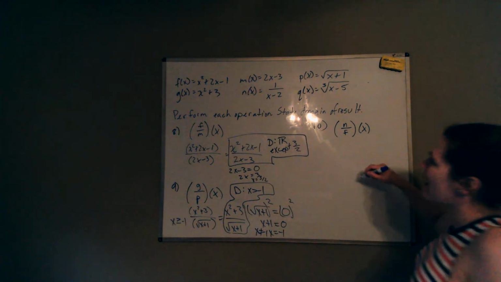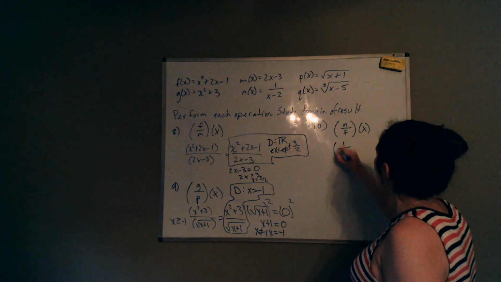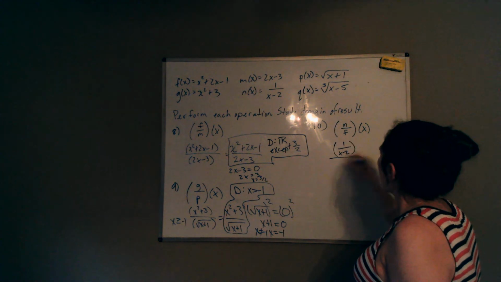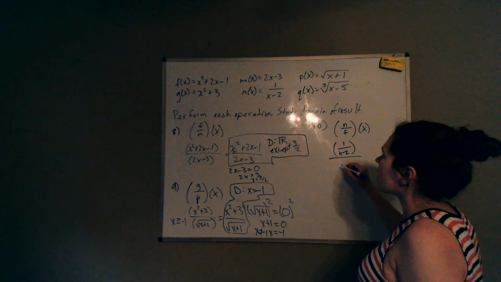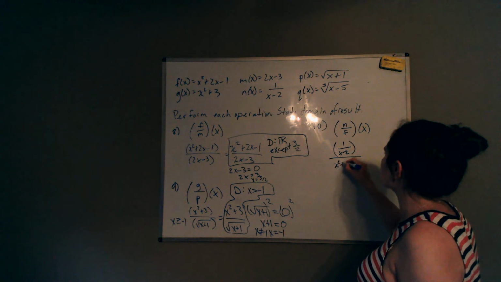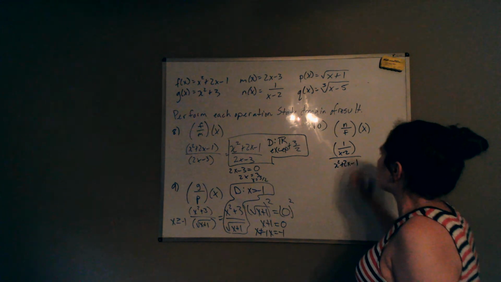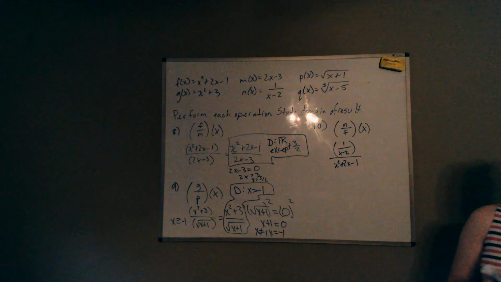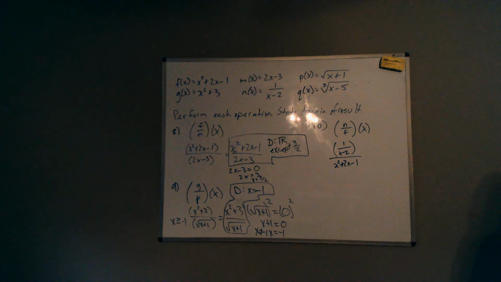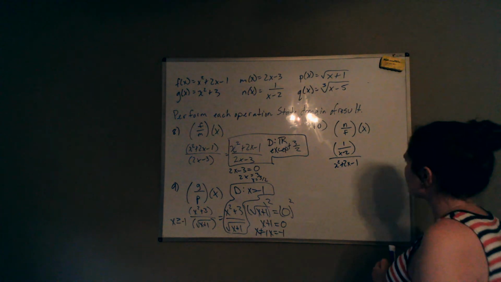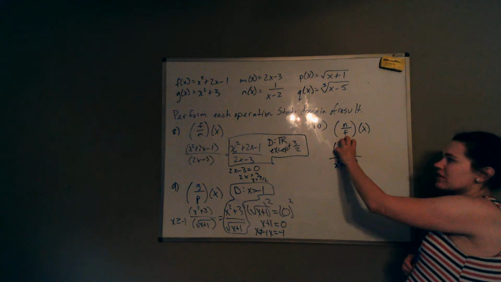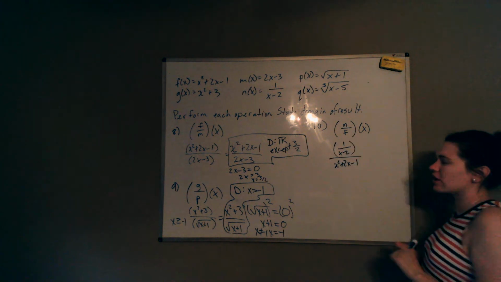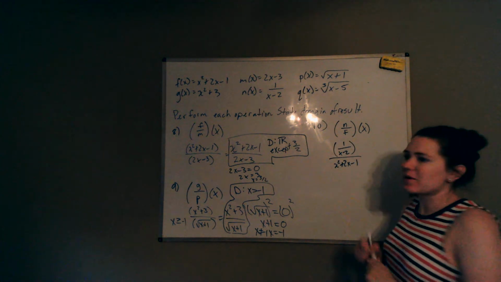Okay? Number 10, n over f. N divided by f. So that's going to be 1 over x minus 2 all over f, which is x squared plus 2x minus 1. So this is called a complex fraction. We've talked about this before with numbers. I've got a fraction within a fraction. So I technically have two fractions here. I have this fraction, that's the numerator of the larger fraction. So I technically have two denominators here.